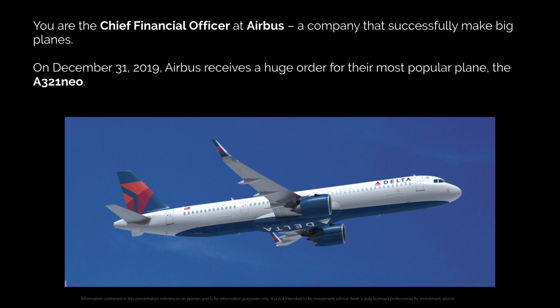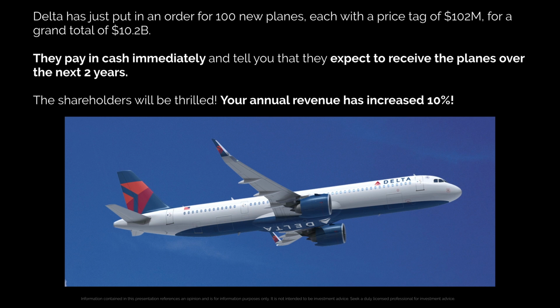So let's say you're the chief financial officer at Airbus, an airplane manufacturer based in France. On December 31st, 2019, Airbus receives a huge order from Delta for their most popular plane, the A321neo, and you can see a picture of it there. So Delta puts in an order for 100 of these aircraft, each with a price tag of $102 million US dollars, and this gives a grand total of $10.2 billion US dollars.